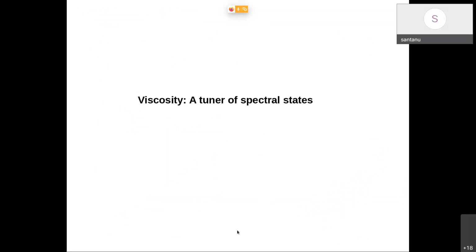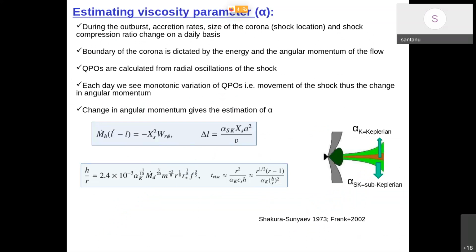So now we will estimate the viscosity parameter, because a change in viscosity can change the accretion rate, and it can also be reflected in the spectral states. So far, from our study, we know the accretion rate, we know the size of the corona, and we know the shock compression ratio changing on a daily basis.